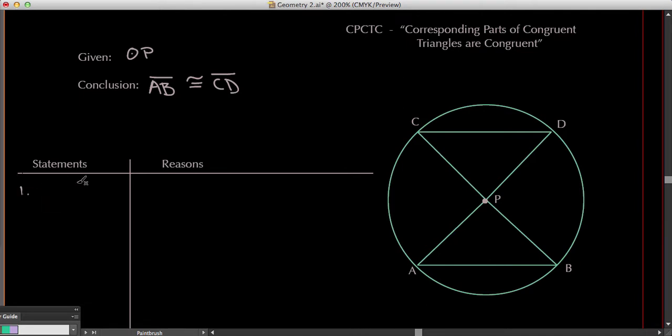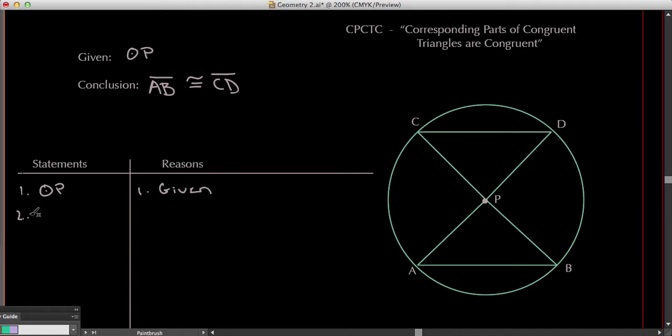Let's start with our statements. The first thing that we're going to put down is our given information. We're given a circle P. So P represents a circle. And that's going to actually be pretty important. So that's our given information. And then our next statement, let's look at AB and CD.